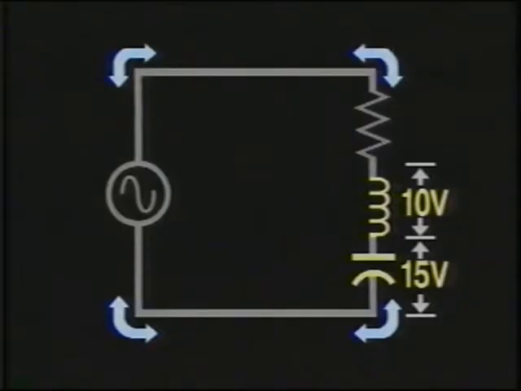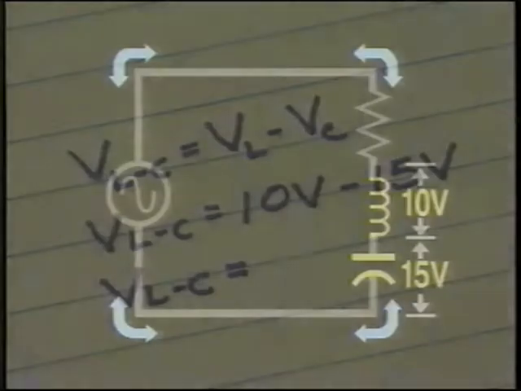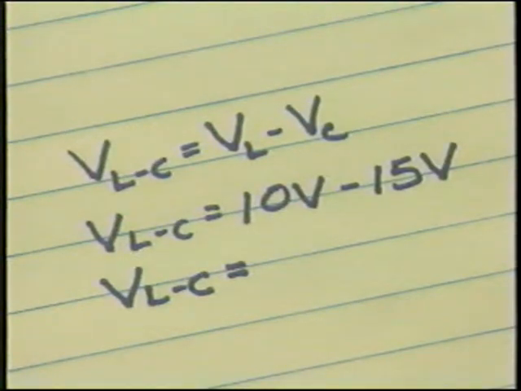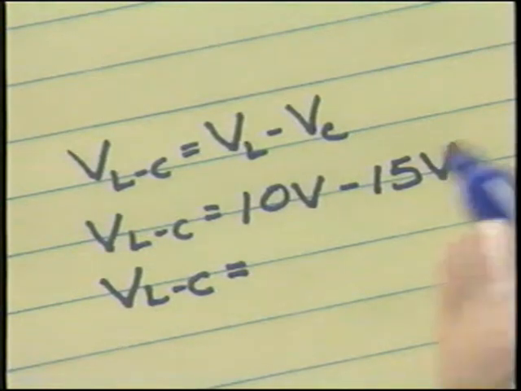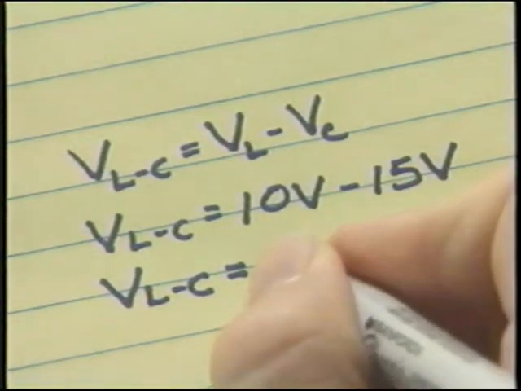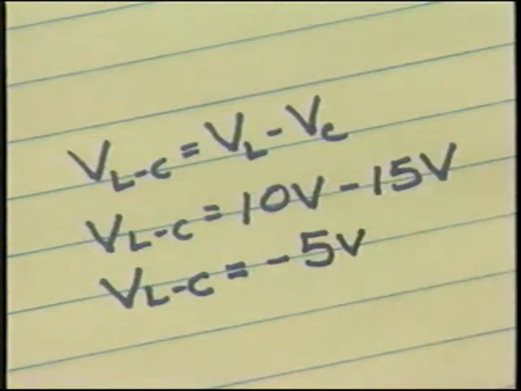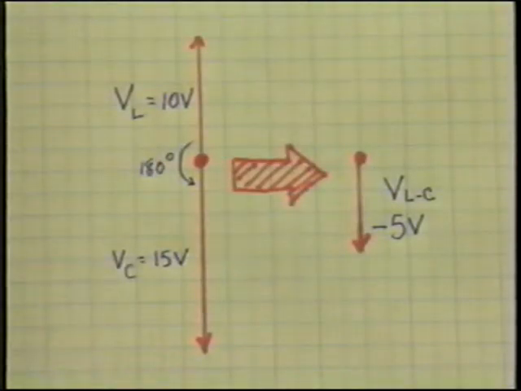Let's consider an example where the capacitive voltage is greater than the inductive voltage. In this example, the voltage across the inductor is 10 volts AC, while the voltage across the capacitor is 15 volts AC. The same formula is used because in a series RLC circuit, the capacitive voltage is always subtracted from the inductive voltage. 10 minus 15 yields minus 5 volts. The minus 5 indicates that the combined voltage across these two components is lagging the circuit current.